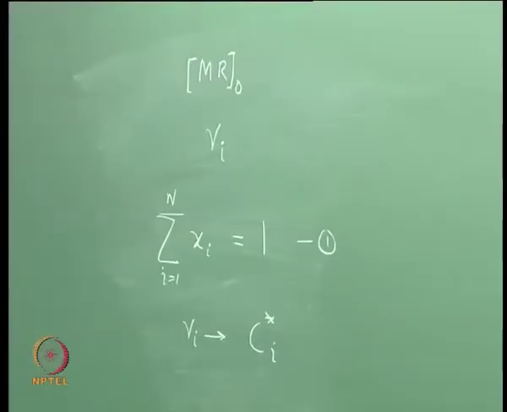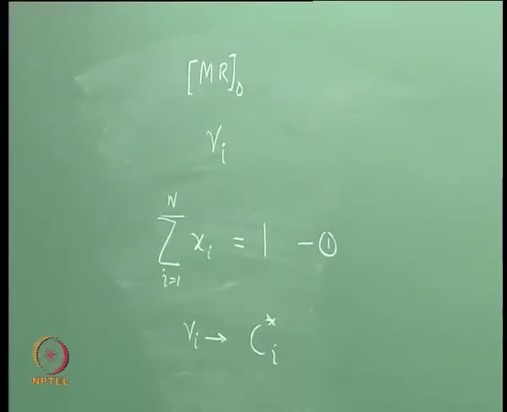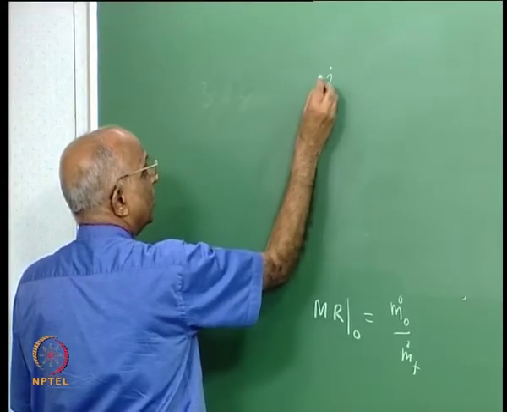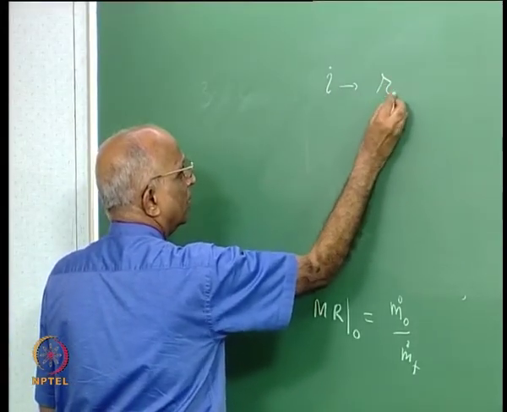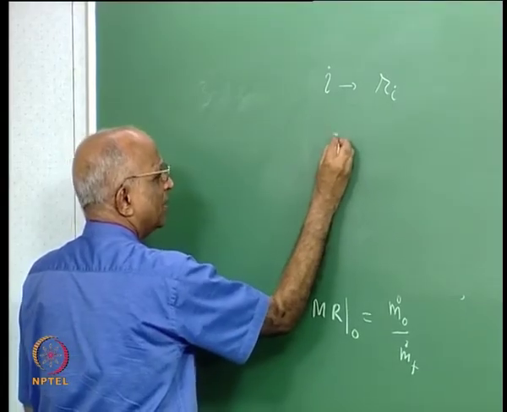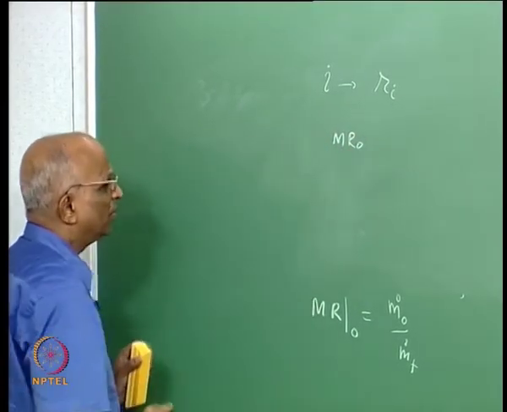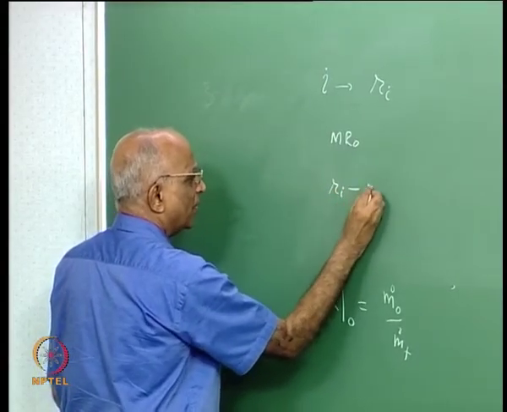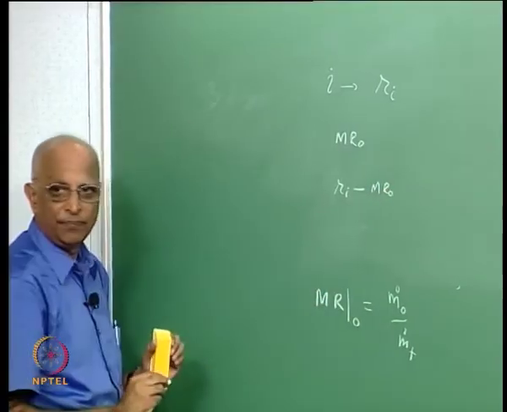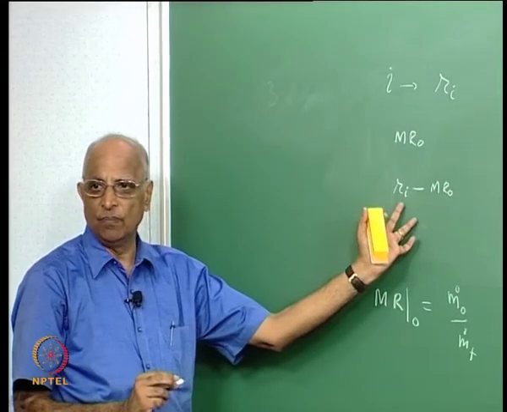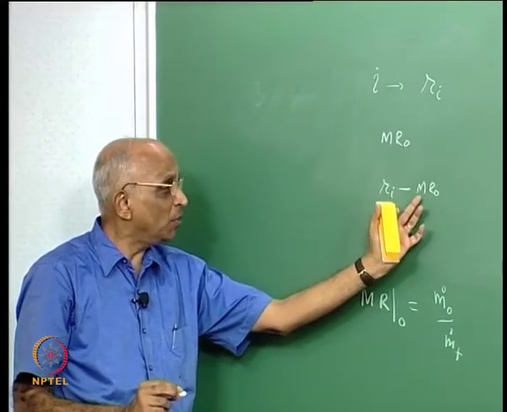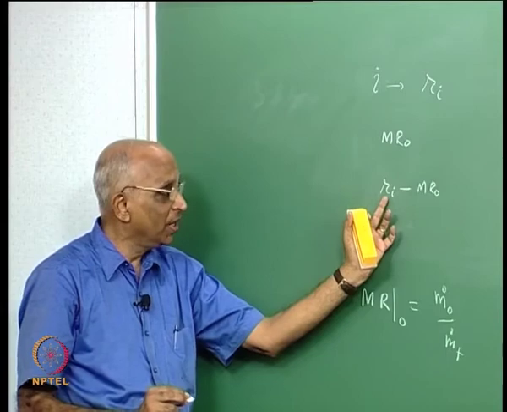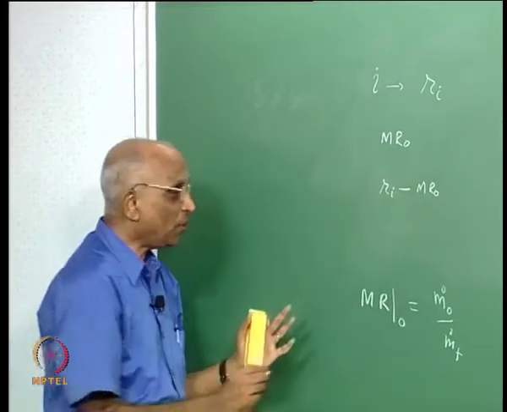Let's erase this and put that down. We tell ourselves again, in the stream tube i, the value of the mixture ratio is, let us say, Ri. The overall mixture ratio is, let us say, MRO. Therefore, the change from the mean is equal to Ri minus MRO, right? This is the change in mixture ratio in the ith tube. It could be greater than MRO, it could be less than this, because I could have either side.